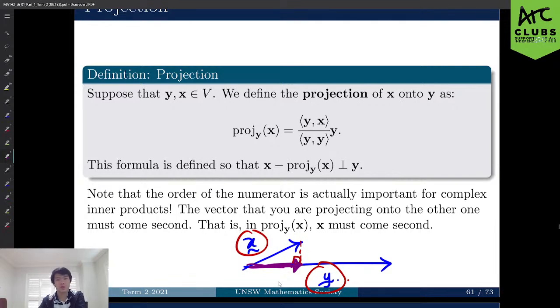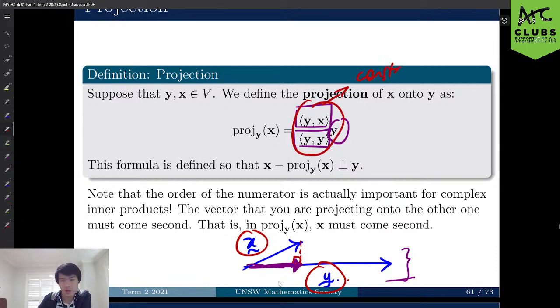The way we do that is we take y, that's what we're projecting on, and we multiply it by its inner product with x, and we divide it by its inner product with itself. So this thing is just going to be a constant. That's why we have this diagram where the projection is going to be some scalar multiple of y.